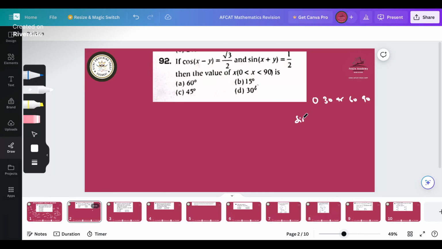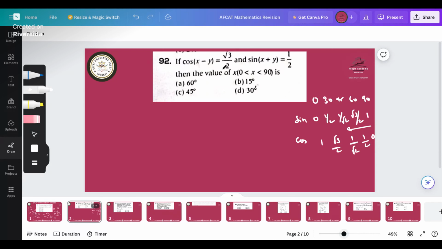So what is the value of sine? 0, 1 by 2, 1 by root 2, root 3 by 2, 1. Okay, cos. We'll just reverse it and write it from here: 1, root 3 by 2, 1 by root 2, 1 by 2 and 0.